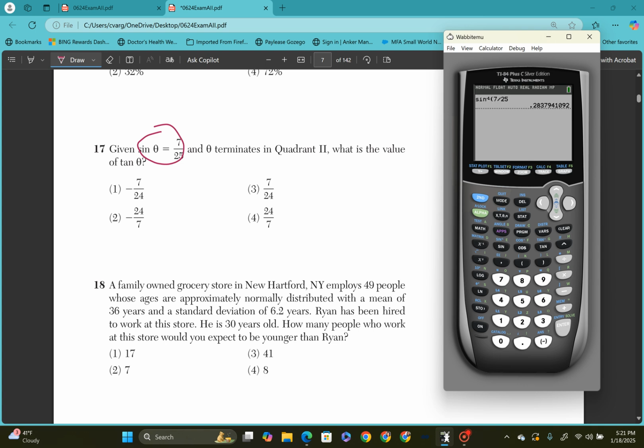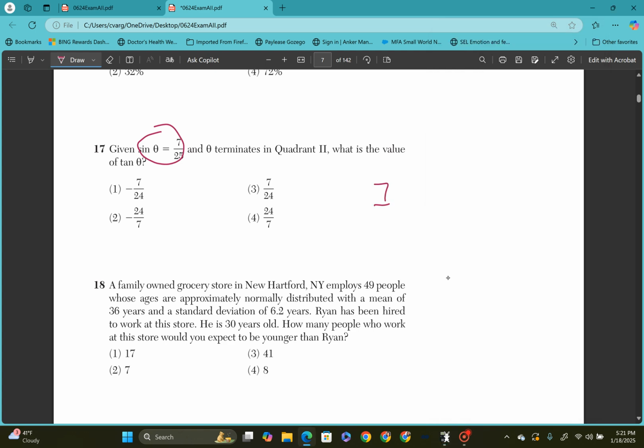And then it says, what is the value of tan theta? So I'm going to do tan. I'm going to go up and grab this, and I'm going to hit enter. You see that number? And if I change it to a fraction, math frac, it's going to give me 7 over 24. Okay. All right.